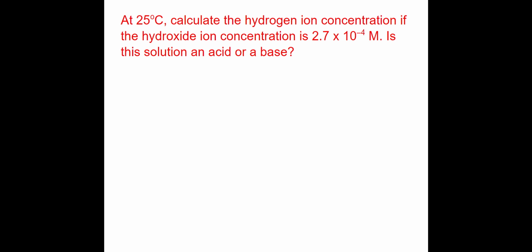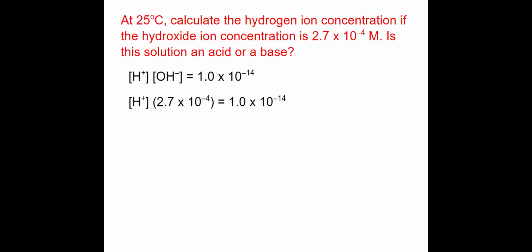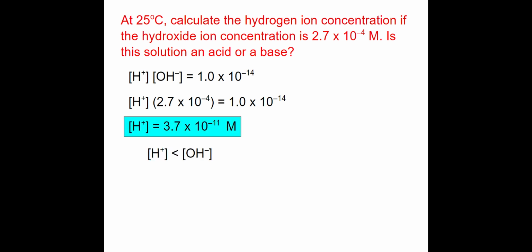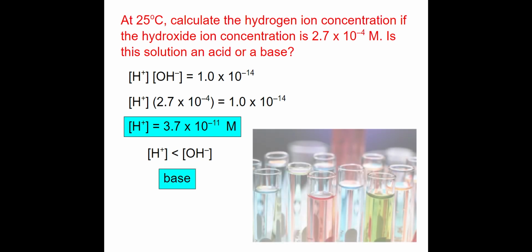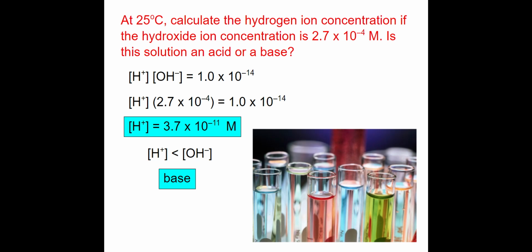So if I wanted to calculate the hydrogen ion concentration, if the hydroxide concentration is 2.7 to the negative 4th, and then determine if the solution is an acid or a base. So if my equation is that the H concentration times the OH equals 1 to the negative 14th, I plug in what I know, which in this case is the hydroxide, and solve for the part that I don't know. Right? So the H concentration is less than the hydroxide concentration, so it's considered a base.